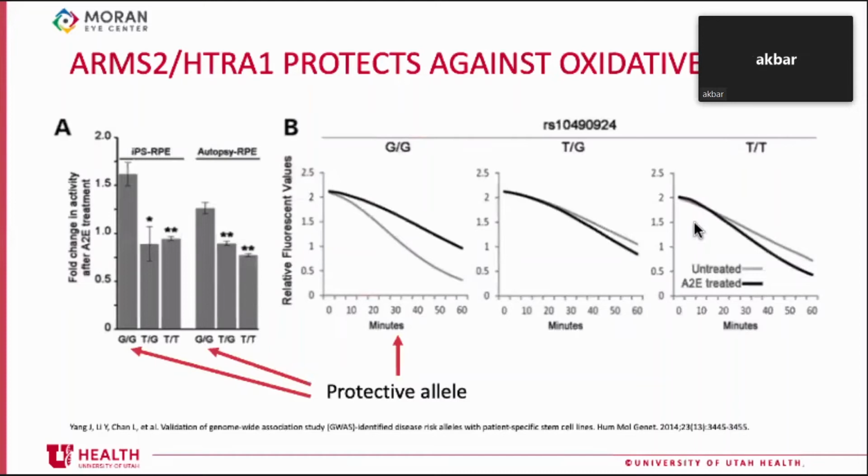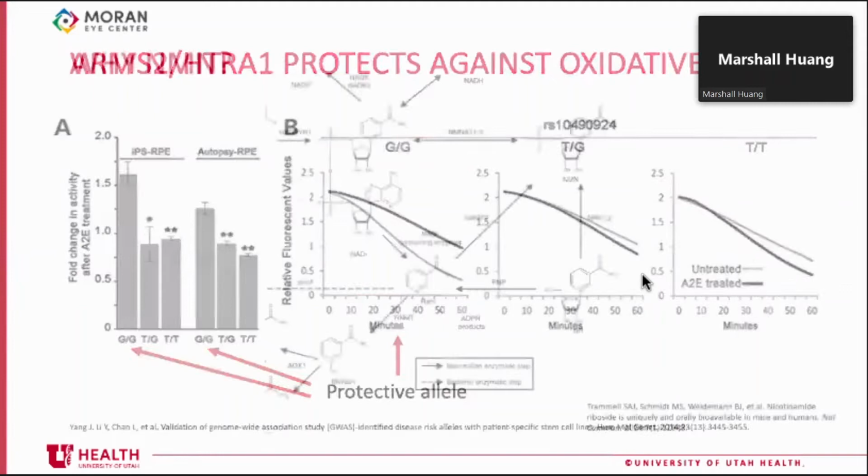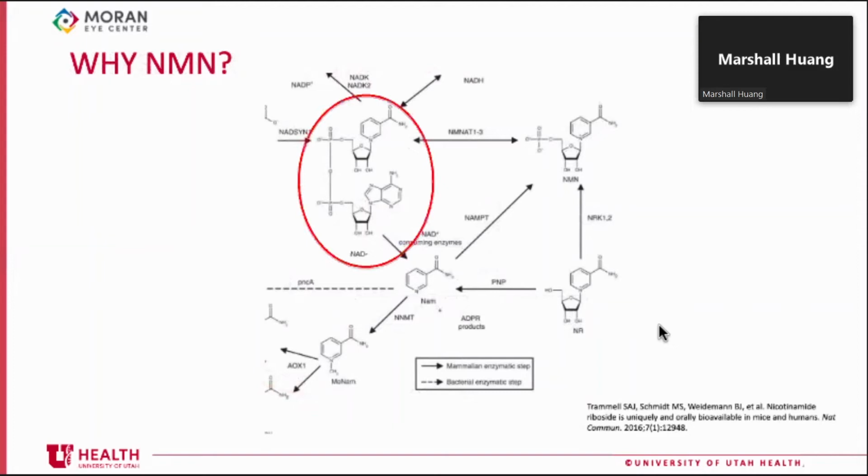This also suggests a protective effect of the gene against oxidative stress. So why do we choose NMN as a supplement? Here's the NAD metabolome. This is NAD plus on the left, and here's NMN on the right. I am just showing this to highlight that NMN is a direct precursor to NAD plus.